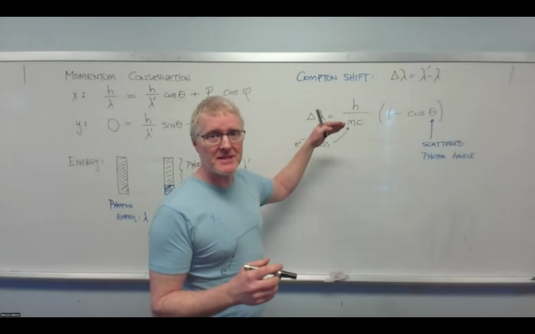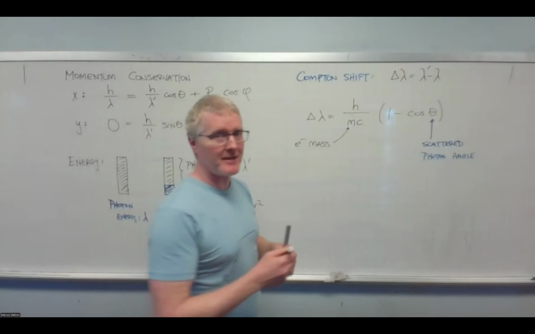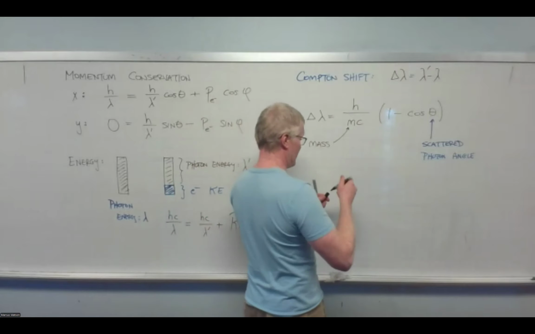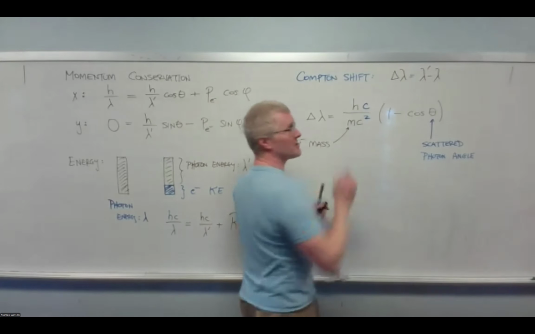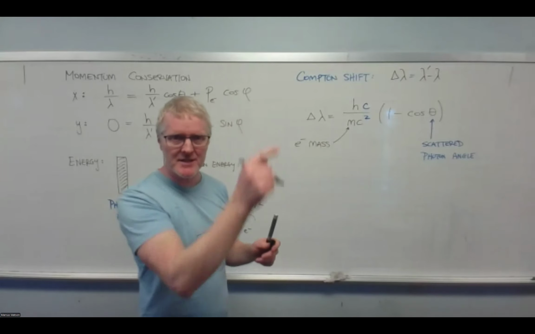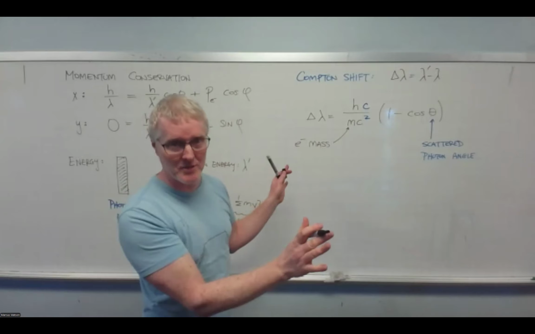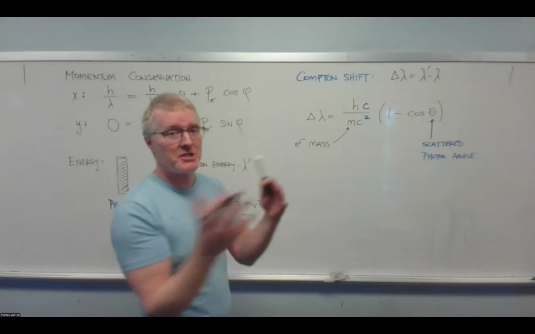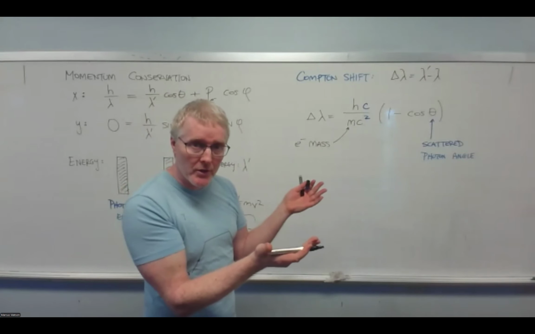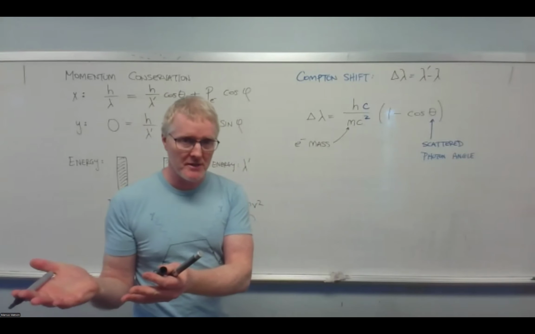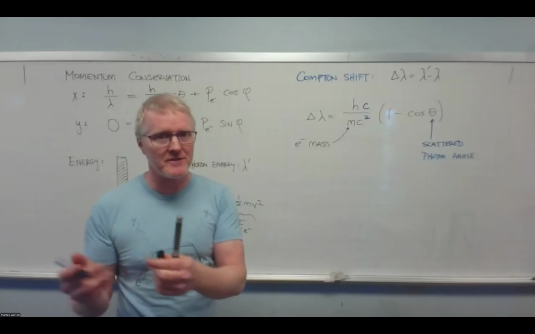h divided by mc is a difficult number to calculate. What's a much easier number to calculate is hc and mc squared. So if I put a c on top and a c on bottom, this becomes drastically more simple, because hc is a number we know, and mc squared is a rest energy. It's the energy of the electron.